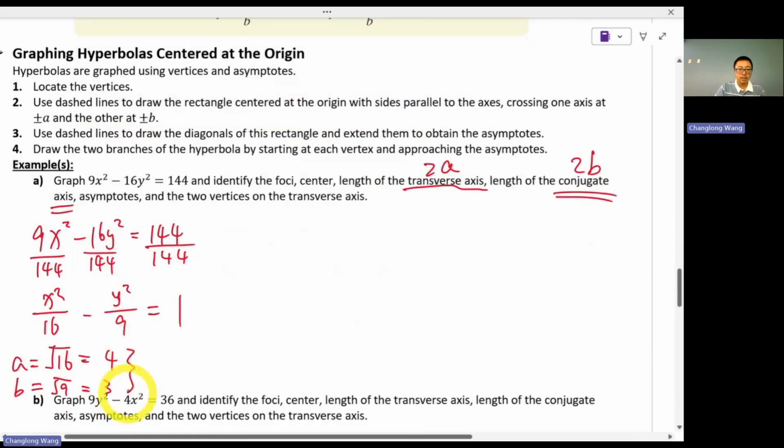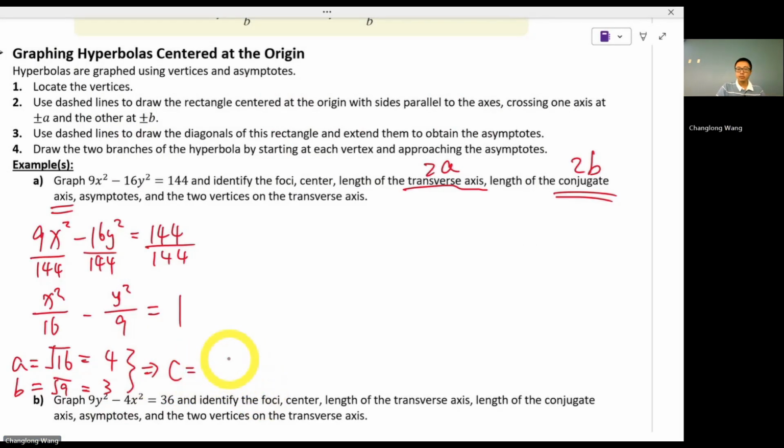Now, getting the a and b, how do we find the c if we need to know the foci? So in this case, c is the largest guy, right? That means you're going to take the square root of a squared plus b squared, which is going to be 5, right? 3, 4, 5. All right, so now I think that we have everything we need.